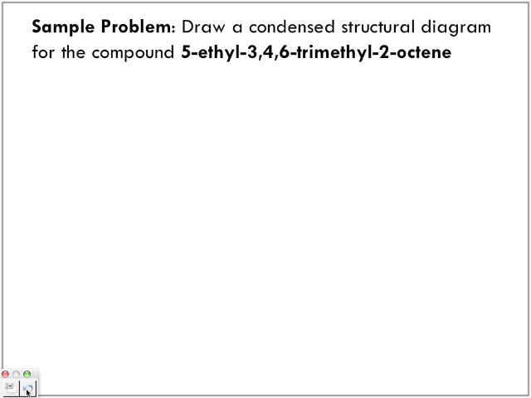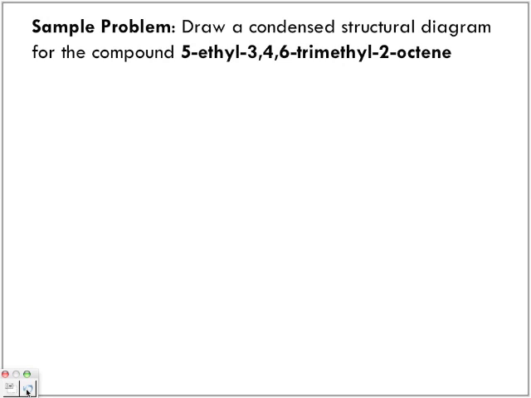And let's look at the last sample problem. A little bit more challenging. So draw a condensed structural diagram for the compound 5-ethyl-3,4,6-trimethyl-2-octene. So take a moment and actually work this one out. Think of the rules that we've talked about as to where to start, and see if you get the right answer.